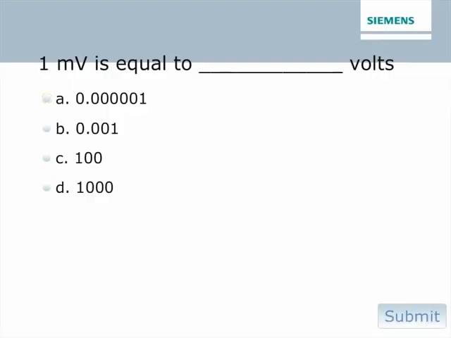Question 16. 1 MV is equal to blank volts. Is it A, 0.000001, B, 0.001, C, 100, D, 1000?